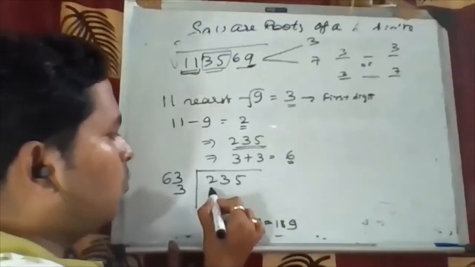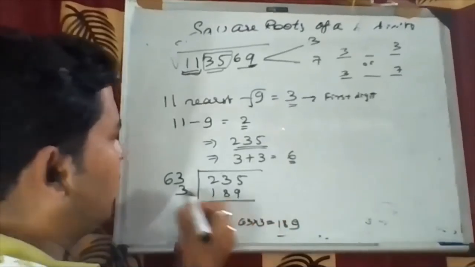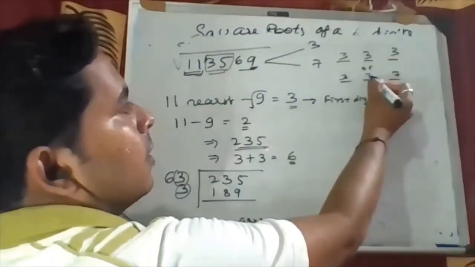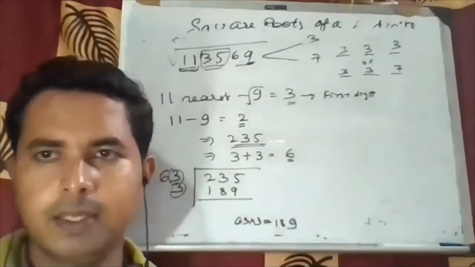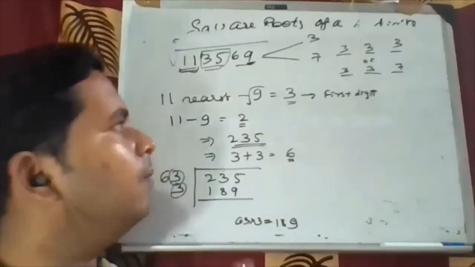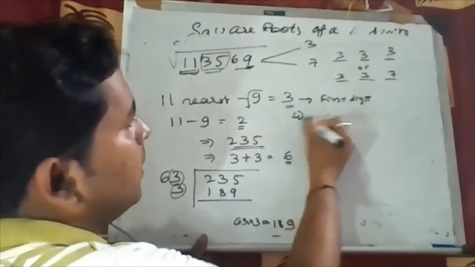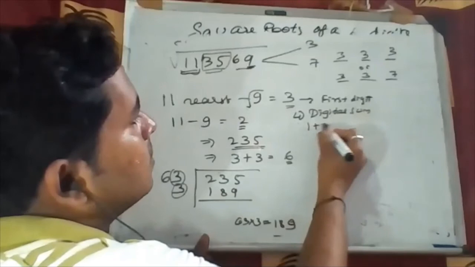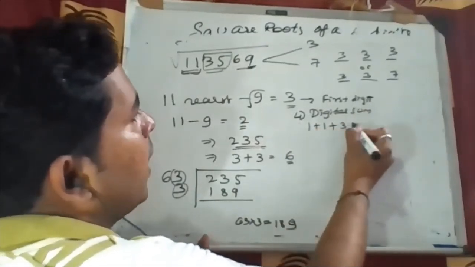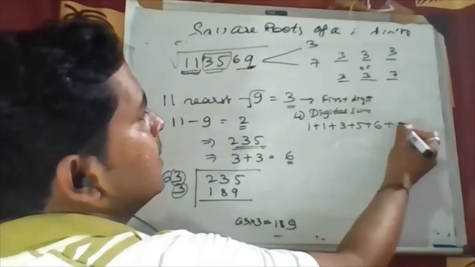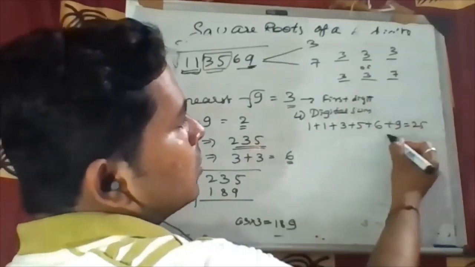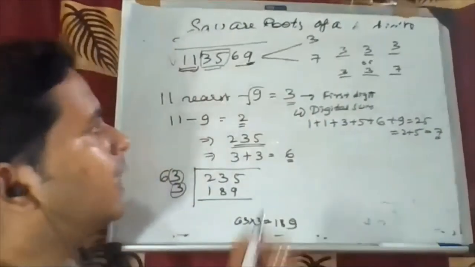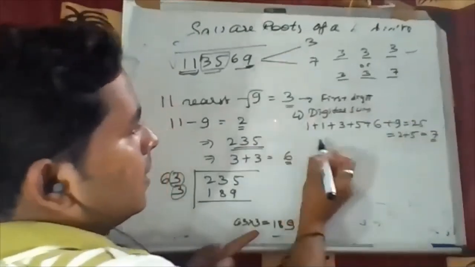So 189. So I got the number 3. So my answer will be either 333 or 337. Now what I'll do, fourth step, digital sum. Digital sum करना है. So 1 plus 1, 2, 5, 10, 16, 25. So 25, so 2 plus 5 will be 7. ये मेरा कितना आ गया? 7 आ गया.